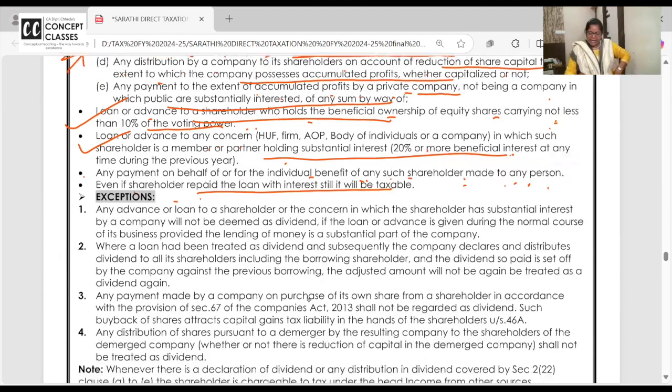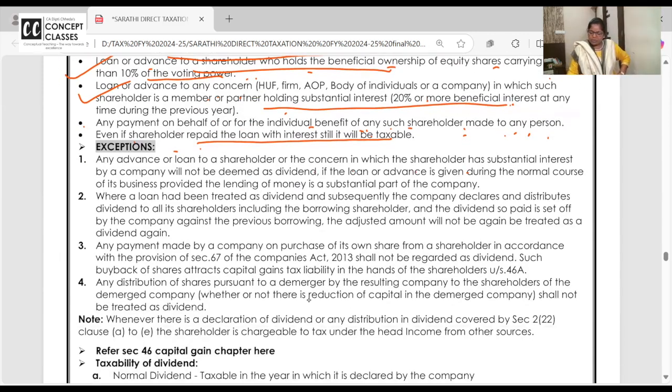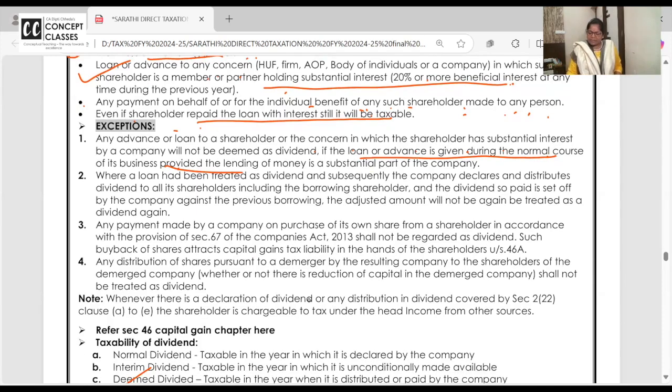Now, any advance or loan to a shareholder in which the shareholder has substantial interest will not be deemed dividend if the loan is given in the normal course, it's their business to give the loan. Where a loan has been treated as dividend and subsequently the company distributes dividend to shareholders, including the borrowing shareholder, and the dividend so paid is set off, the adjusted amount will not become taxable again. Now, this is a story. If you understand, fine, otherwise, छोड़ दो.